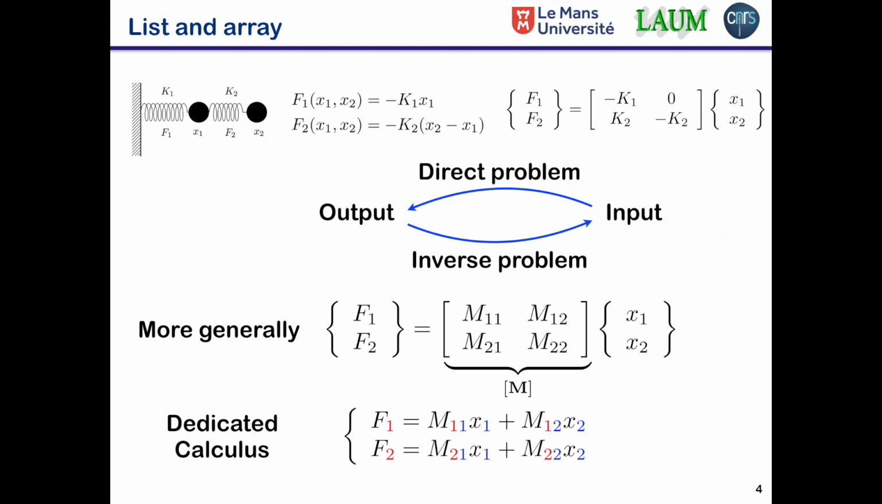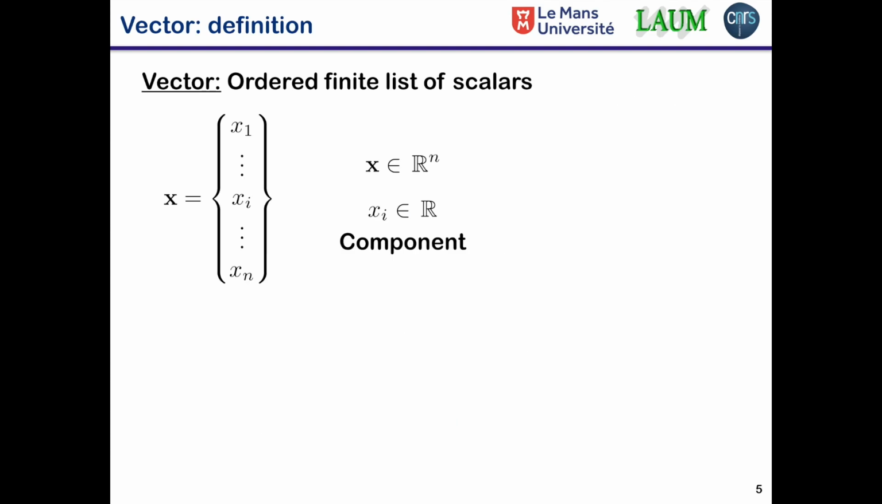So let's now have a more complete definition of vectors and matrices. A vector is an ordered finite list of scalars. Scalars are the numbers, another way to call numbers. These scalars here are real, but we will see later on that they can be complex. This is an ordered list, and what is important is that it's ordered and finite.